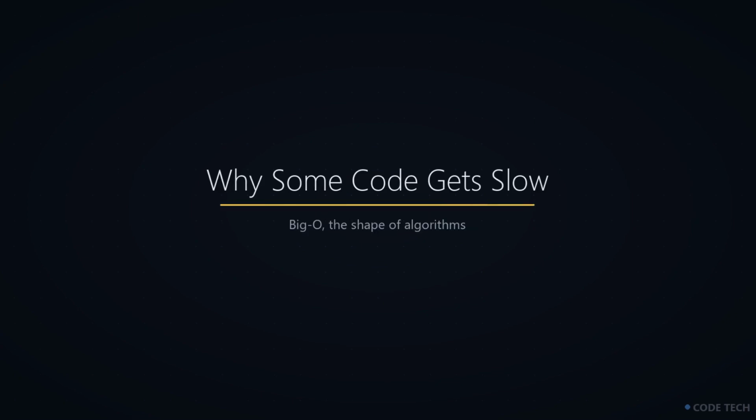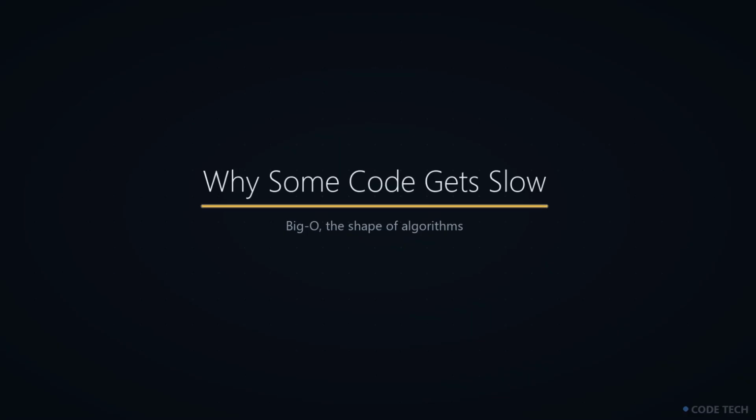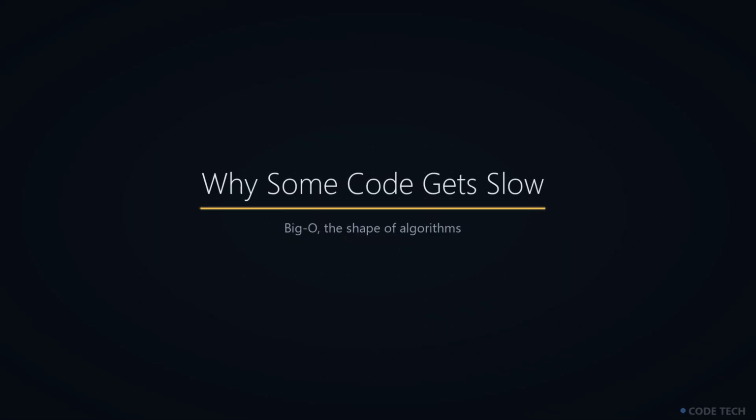Here are two programs. Same task. Find whether a name is in a list. On 1,000 names, both feel instant. Nothing to see. But watch what happens as the list grows.